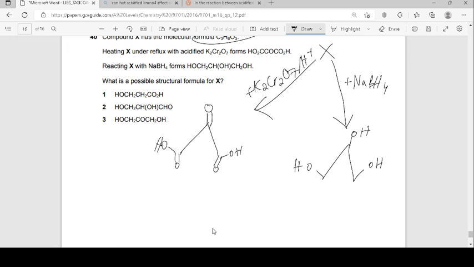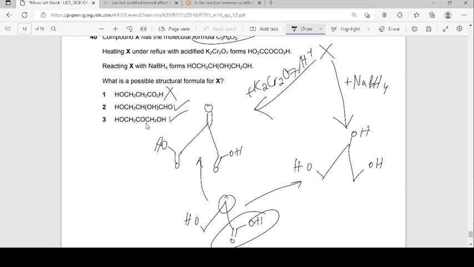Let's see. Number one is what? There is one OH, and that has one OH here, and that's the structure of number one. But the problem with number one is I don't have any oxygen here, so how would this form? And moreover, NaBH4 cannot reduce a carboxyl group, so that cannot form either. So one is definitely out, which means my answer must be C.